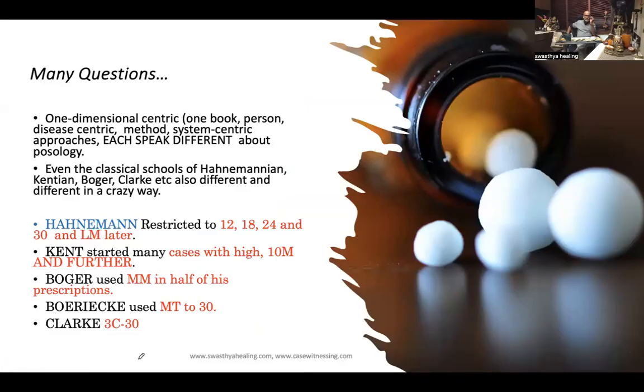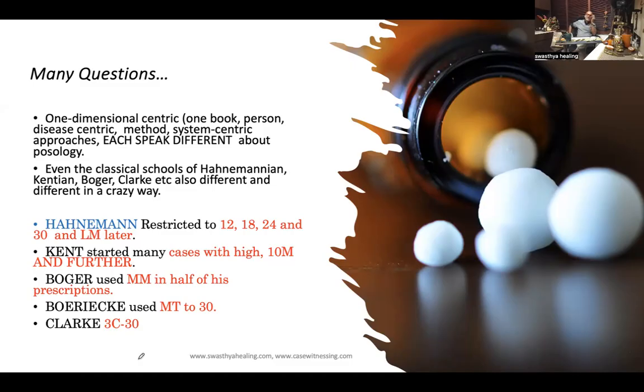There are many questions which come up. If you look from one book, one person, one system, one method oriented homeopathy, then each method person or each system person speaks about different posology and a different way of using it. Right from the classical Hahnemannian era to Kentian to Boger to Clarke, each one spoke about different posology groups and different ways of using them.